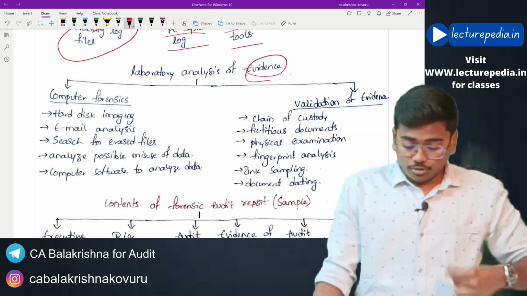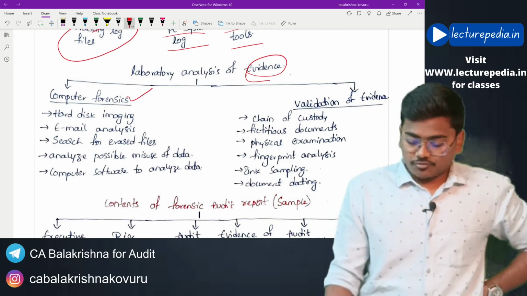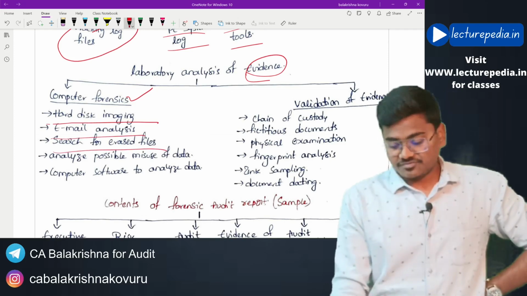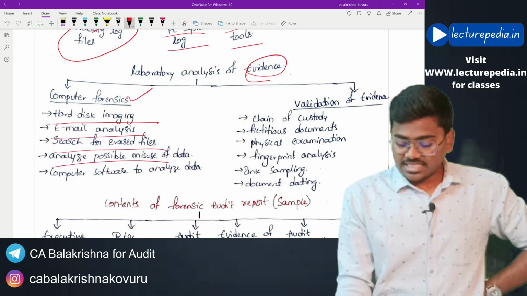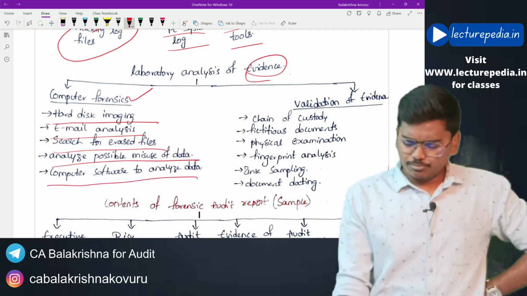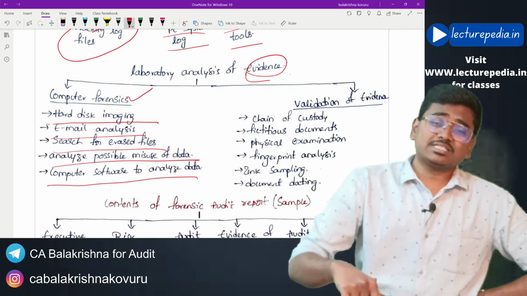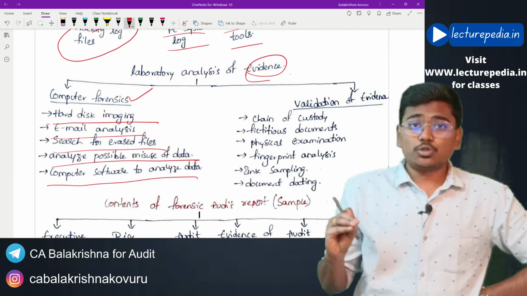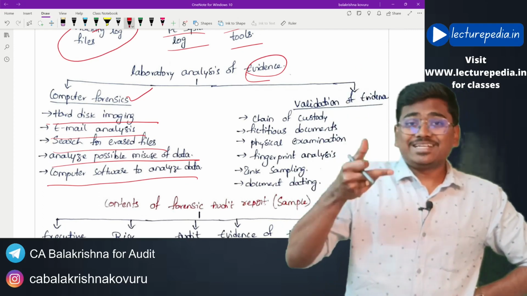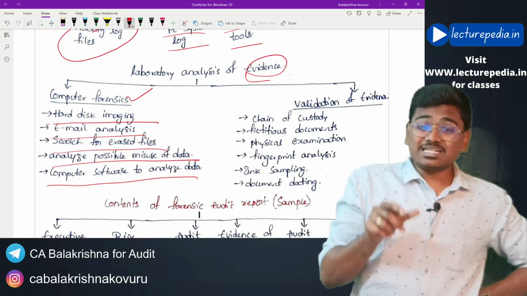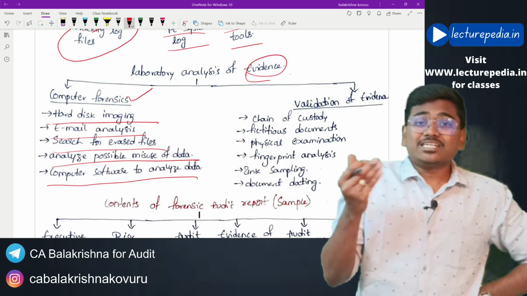So what could be involved here? Computer forensics, hard disk imaging, email analysis, search for erased files, analyze possible misuse of data, computer software to analyze the data. Now once the evidence has been gathered, how to identify the integrity of the evidence, whether the evidence that has been gathered is valid or not.